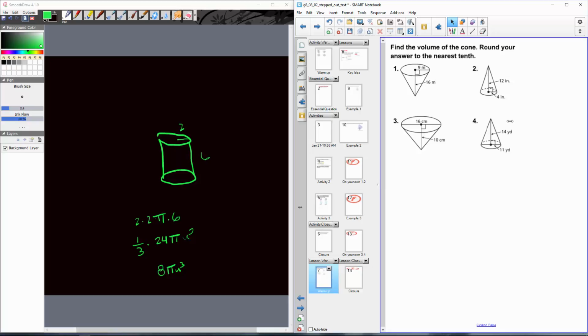So what I want you to do is try to apply what we just learned. Try to figure out the volume. So remember, figure out the cylinder and then take 1/3. So pause the video and try to solve these.